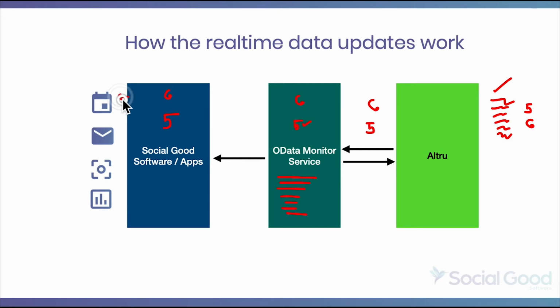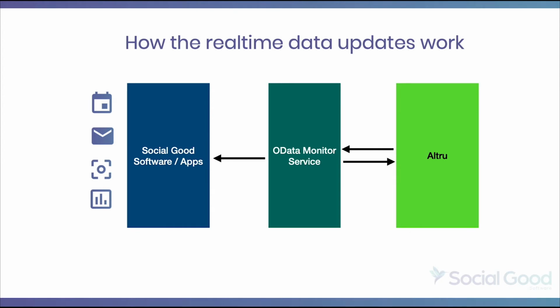And then your calendar gets updated, your emails get sent, the barcode scanner activates, or the data bridge sends data. And then this process repeats again and again. So that's a quick overview of how the real-time data updates work. And this is all contingent on us waiting for Altru to deliver any new data. And that's how the real-time data updates work using this OData monitoring service that we have built out.